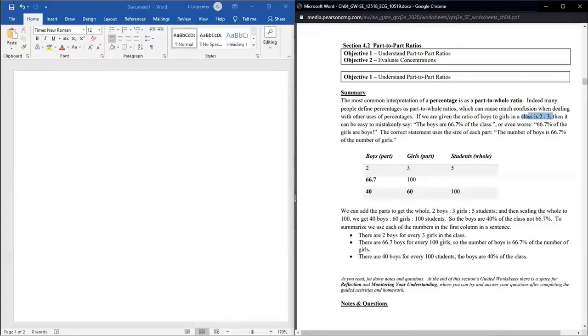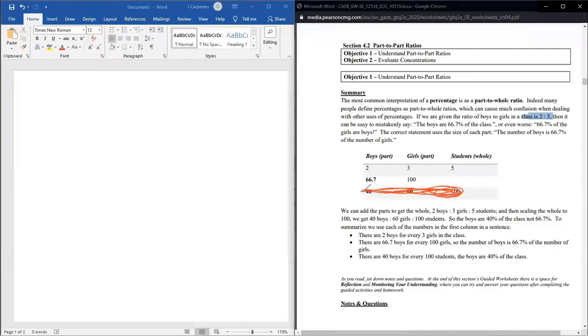Then it can be easy to mistakenly say the boys are 66.7% of the class. Or even worse, 66.7% of the girls are boys. The correct statement uses the size of each part, though. The number of boys is 66.7% of the number of girls. What's going on there? Where is this coming from? How do we figure this out?